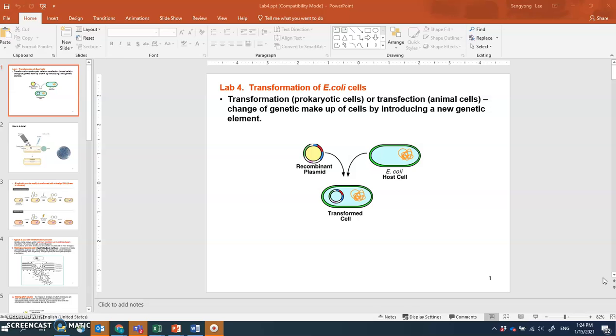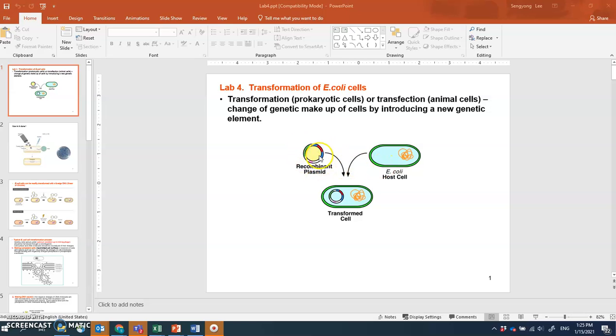So transformation and transfection are a similar process. It's a change of the genetic makeup of cells by introducing new genetic elements. Normally that genetic element could be a recombinant plasmid carrying a unique gene. That's what transformation or transfection is.